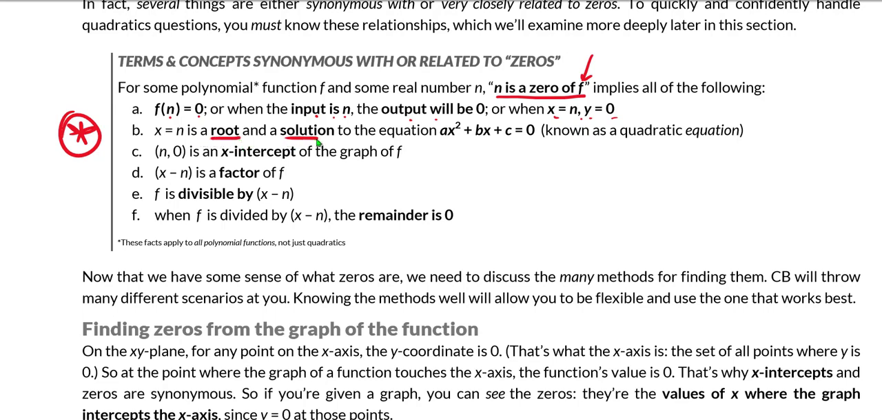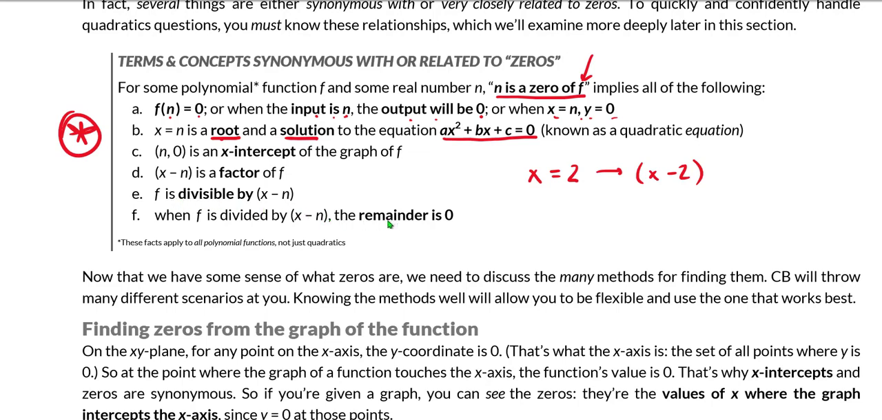Root and solution to a quadratic equation, those are also synonymous with zeros. So we would say if n produces a 0 when n goes in, the output is 0. We would also say that x equals n is a root of the quadratic. We would also say, we already talked about this a moment ago, that (n, 0) is an x-intercept of the graph of f. We would also say, we're going to get into this a little bit later, that x minus n is a factor of f. So if I know, for instance, that x equals 2 is a 0, I would know that x minus 2 is a factor of the polynomial function that I am dealing with.